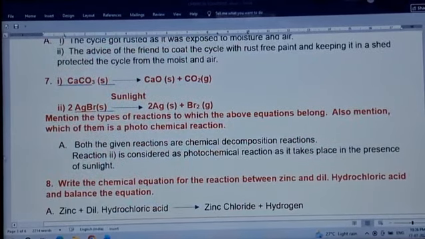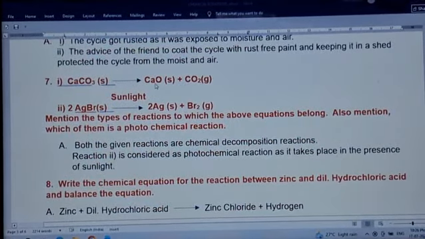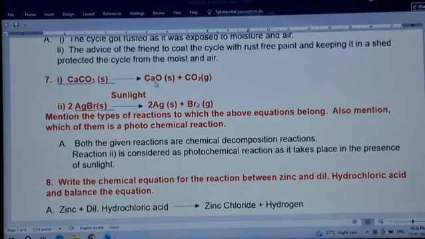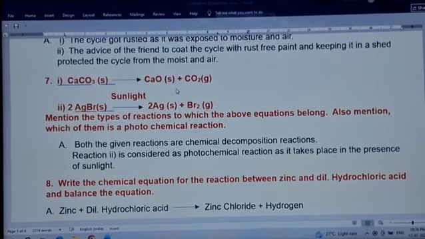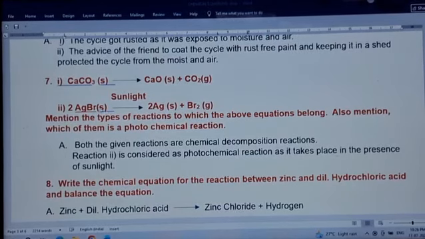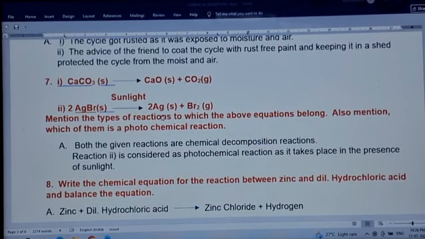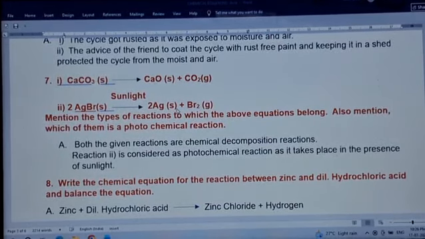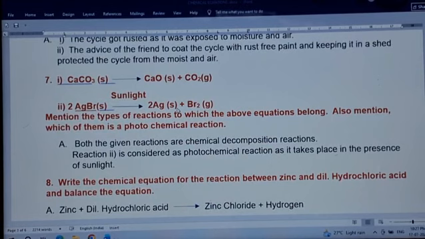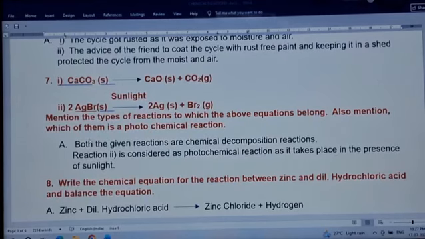Now, seventh question, calcium carbonate decomposes into calcium oxide and carbon dioxide. Calcium carbonate is solid, calcium oxide is solid, carbon dioxide is gas. This reaction takes place in the presence of sunlight. Similarly, silver bromide, AgBr, in the presence of sunlight, gets converted into silver and bromine. Mention the types of reactions to which the above equations belong. Also mention which of them is a photochemical reaction.